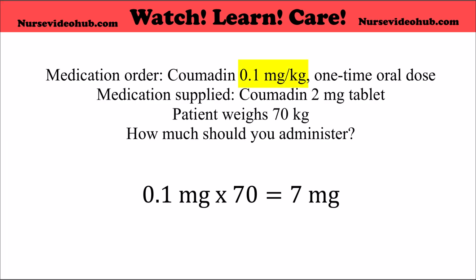You need to calculate the amount of medication to administer based on the patient's weight. The patient weighs 70 kilograms. For every kilogram, the patient should receive 0.1 milligrams of the medication. 70 times 0.1 equals 7 milligrams. The amount of medication ordered based on the weight is 7 milligrams.